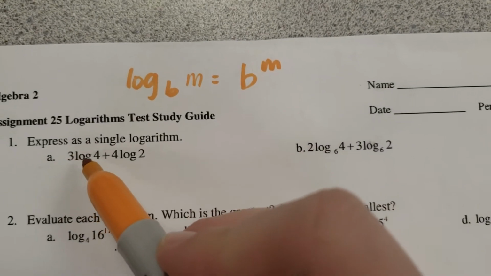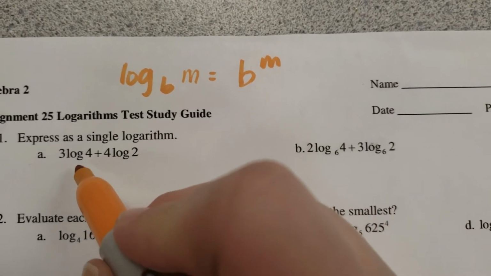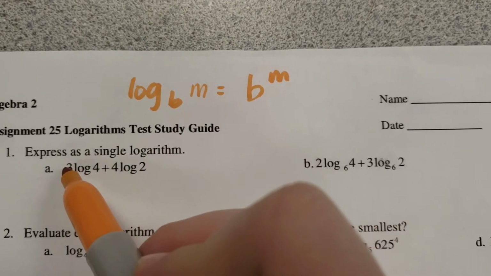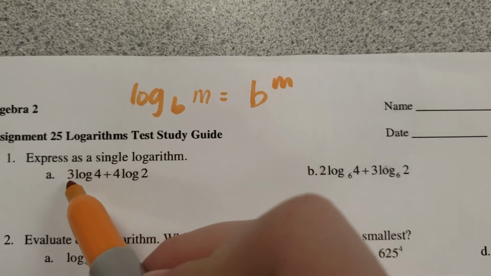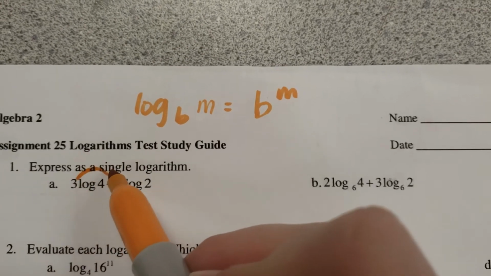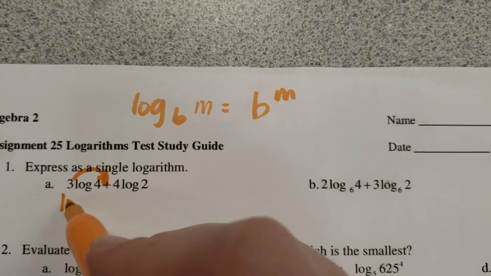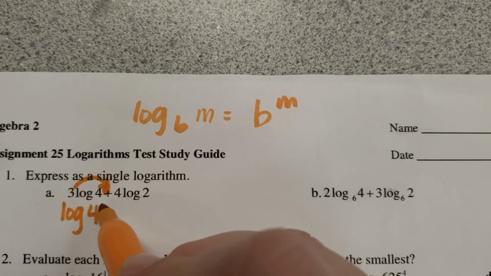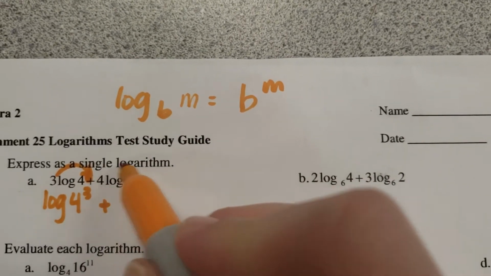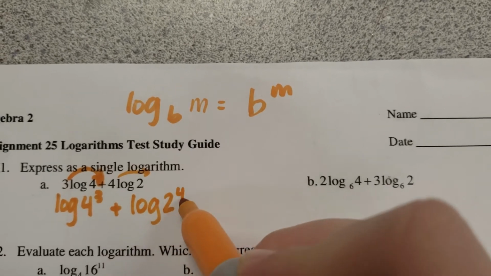So we have 3 log 4 plus 4 log 2. Remember, when there's no base written, it's base 10, which we'll come back to. So the first thing we need to do to combine these into one log is to get this number in front back into its position at the end as an exponent. So this one I would write as log of 4 cubed, and this second log I would move the 4 and write it as log of 2 to the 4th.